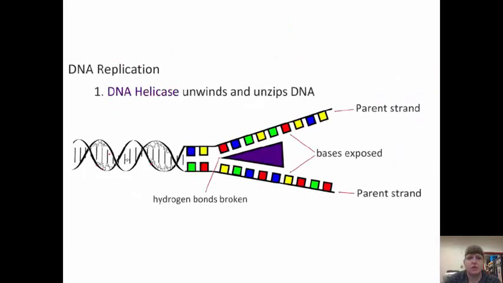So how does it happen? Well, the first thing that has to happen is our DNA helix needs to unwind and unzip. So we use an enzyme called DNA helicase to do this. And you can see in this picture here, we have our double-stranded DNA twisted into the helix, and then helicase comes in and exposes the bases on each side.